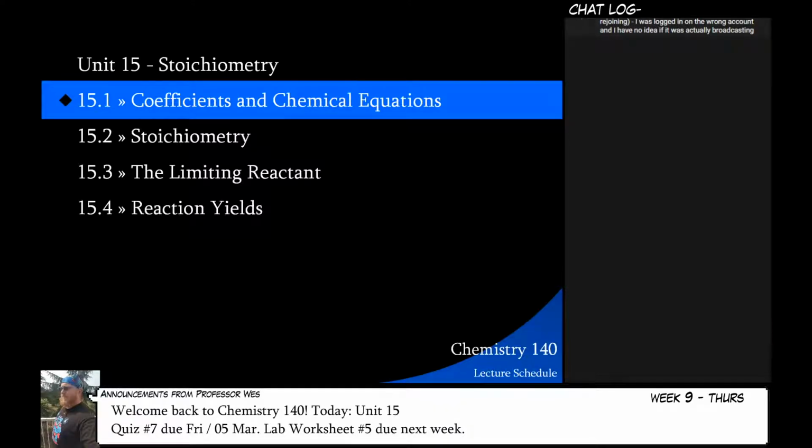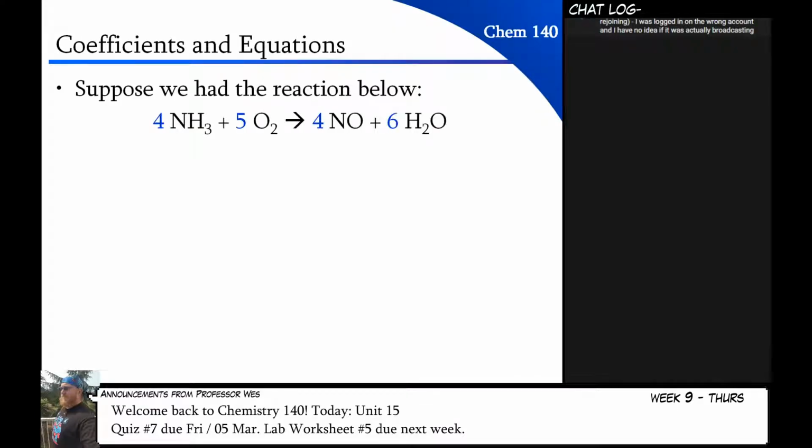Alright, so the day before yesterday, we went over balancing chemical equations. We're going to use those equations to determine quantities in specific reactions. Now, this is kind of the whole meat and potatoes of 140. Like, if you can make it here, you can make it anywhere in 140. This and Unit 16 are just like the capstone. We're going to take everything we've learned in this class and put it all together. All right, so here we go.